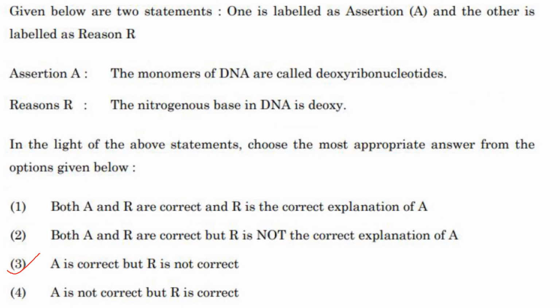The monomers of DNA are called deoxyribonucleotides. The nitrogenous base in DNA is deoxy. A is correct. Monomers of DNA are deoxyribonucleotide. Nitrogenous base in DNA is deoxy. That is not correct. The nitrogenous bases in DNA are adenine, guanine, cytosine, thymine. Whereas deoxy, it refers to the sugar component of DNA, that is deoxyribose. So here A is correct but R is not correct. Answer is option 3.